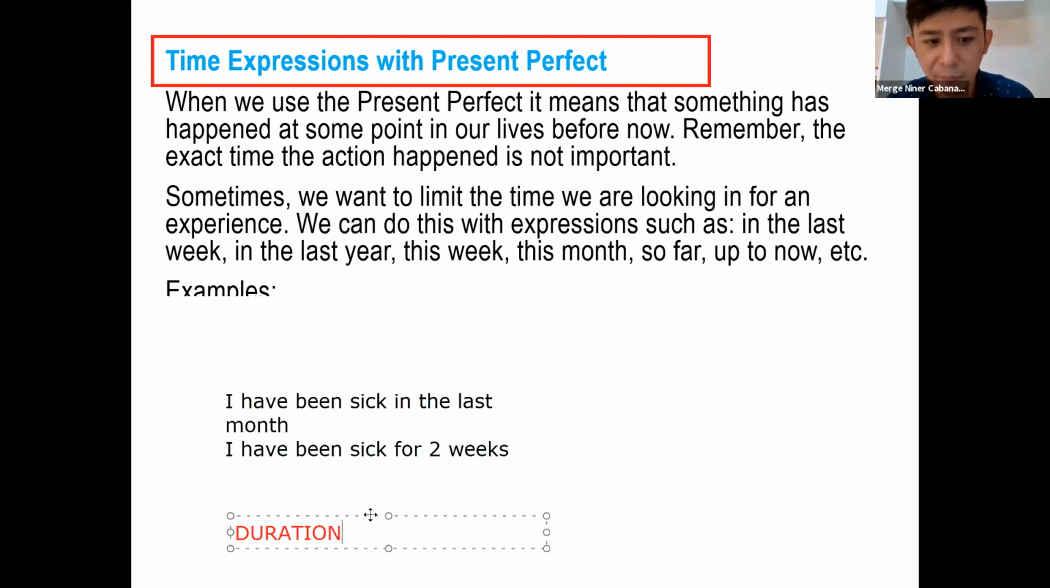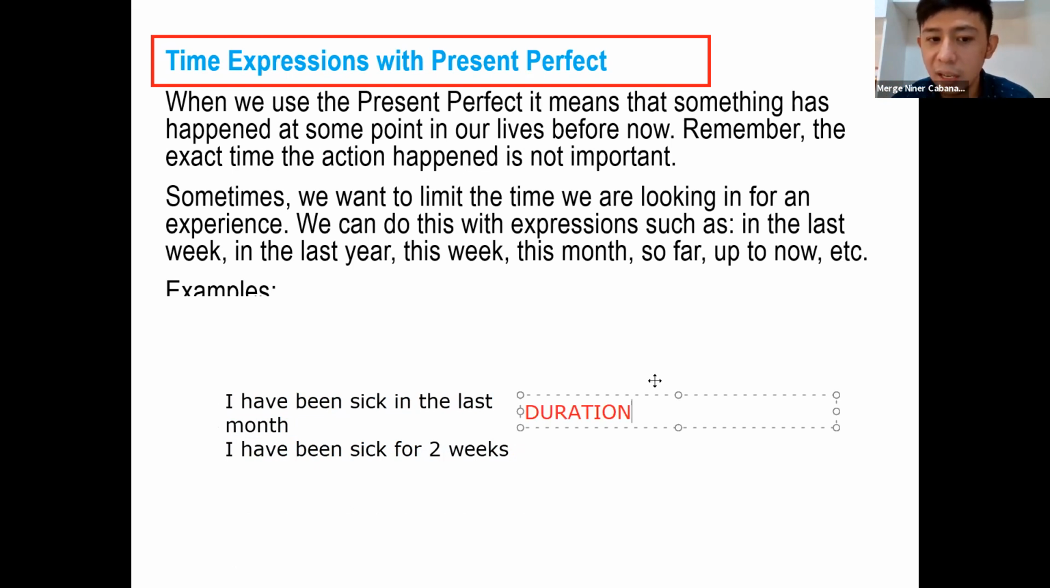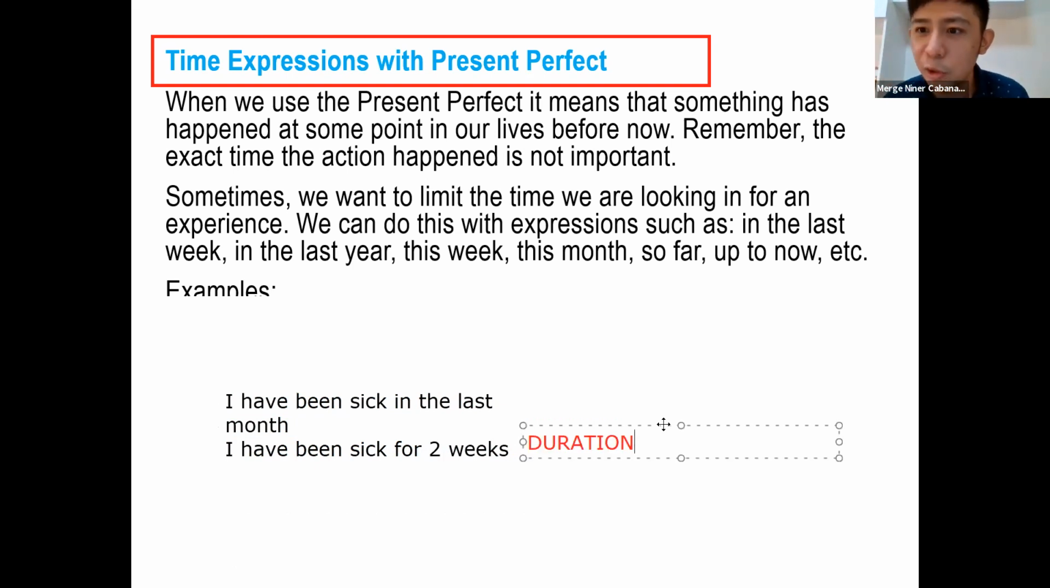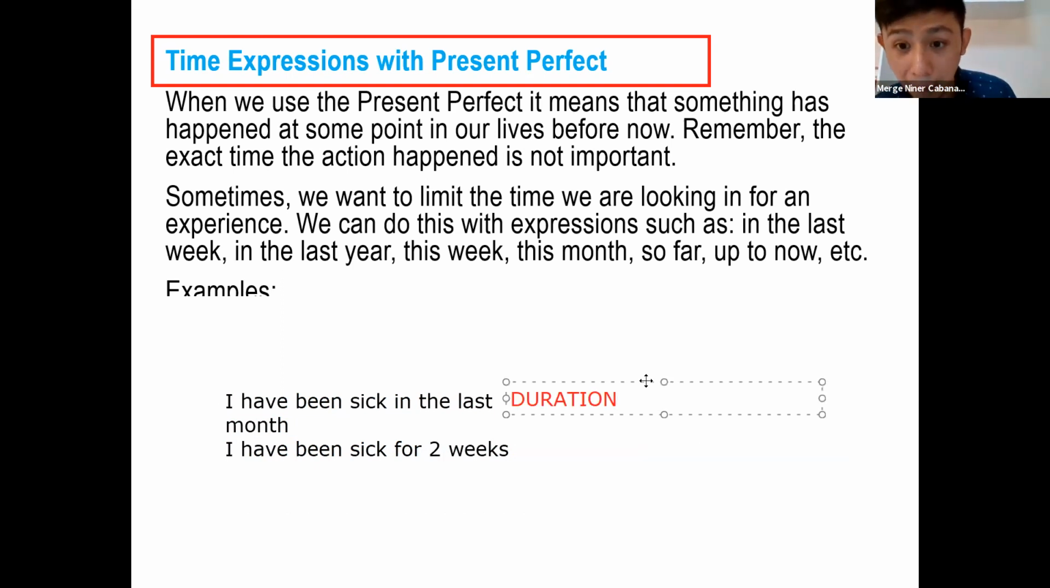Hangganan, tagal. So I have been sick in the last month. Sa tagal ng isang buwan, nagkasakit ako ng isang beses. Nagkasakit ako ng 2 linggo. But am I telling you when the 2 weeks happened? No. Am I specifically implying when during the past month it happened? No. So what are the time expressions that are allowed?